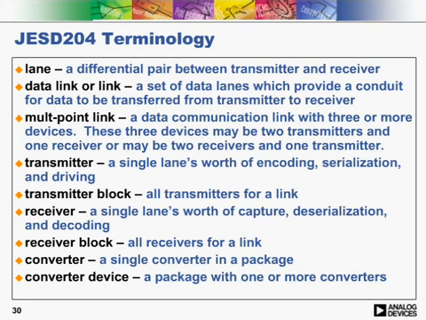A multipoint link is a data communication link with 3 or more devices. These 3 devices may be 2 transmitters and 1 receiver, or may be 2 receivers and 1 transmitter. A transmitter is a single lane's worth of encoding, serialization, and driving. A transmitter block includes all the transmitters for a link. The receiver is a single lane's worth of capture, deserialization, and decoder. Receiver block are all the receivers for a link. And then a converter, of course, would be a single converter in a package, and a converter device would signify a package with 1 or more converters.